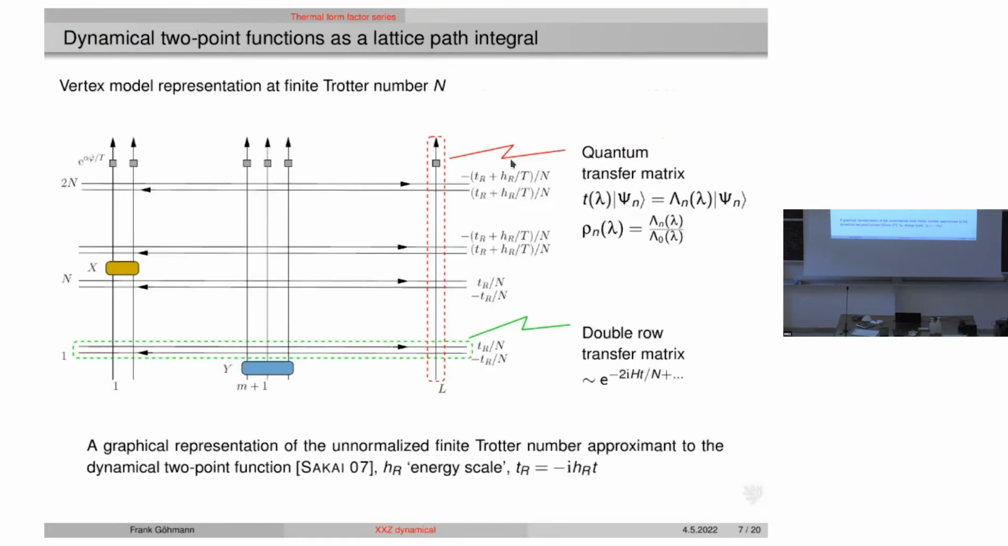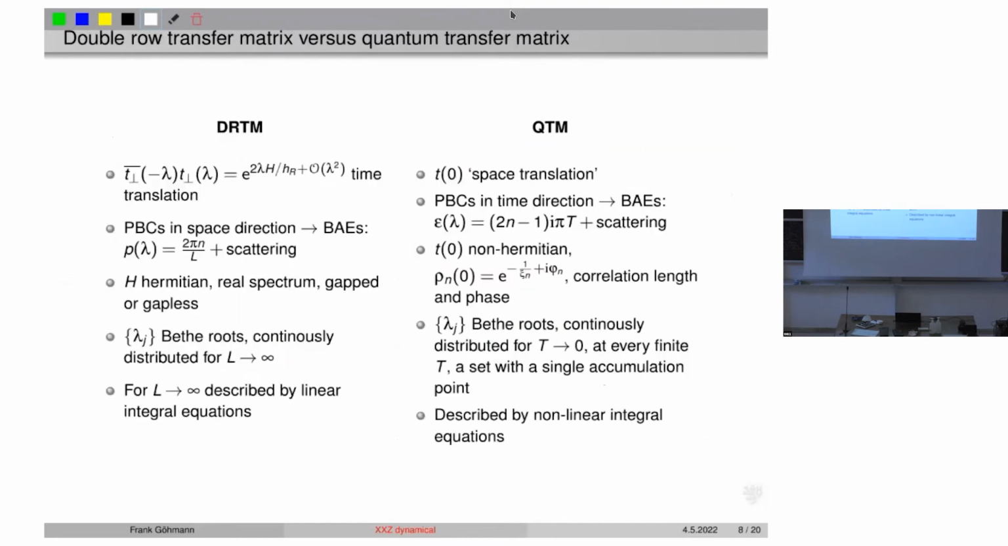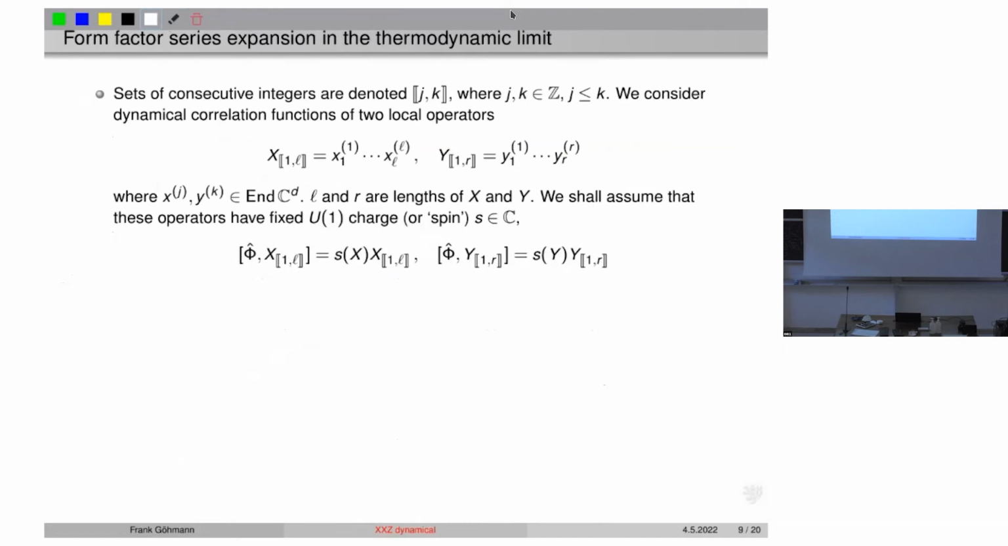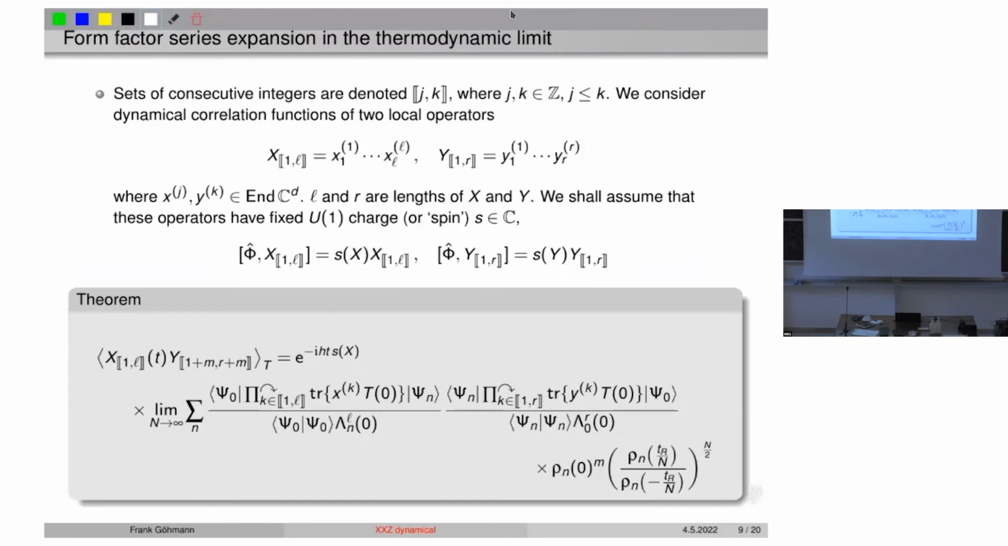So we express this partition function entirely in terms of matrix elements of eigenstates of the quantum transfer matrix and these eigenvalue ratios. So this is shown here, and the operators X here are products of local operators, Y also products of local operators, ranging over L lattice sites on the left, and here we have a number R of lattice sites. We assume that these operators have definite spin, so there is a U(1) charge such that they are eigenstates with respect to this charge in a joint representation, and the number here is called the spin. And so with this, you get the following formula.